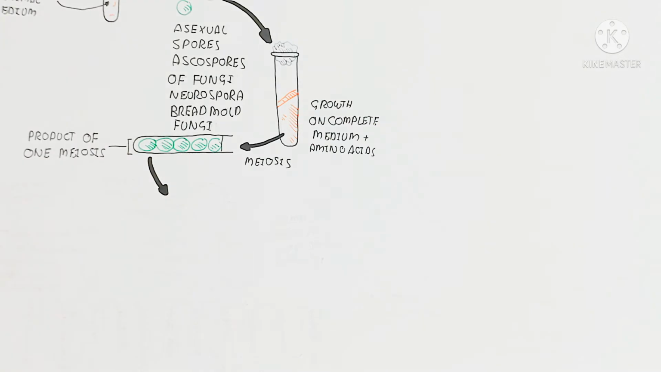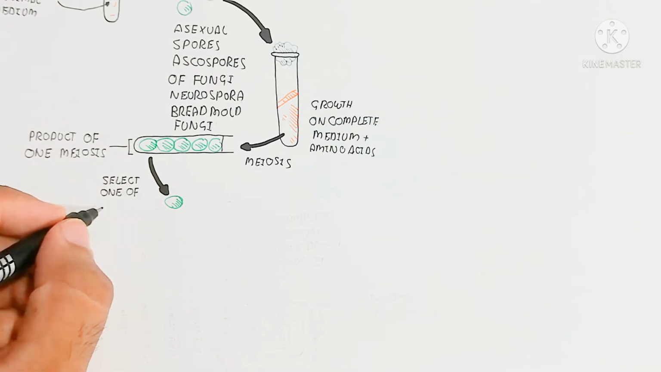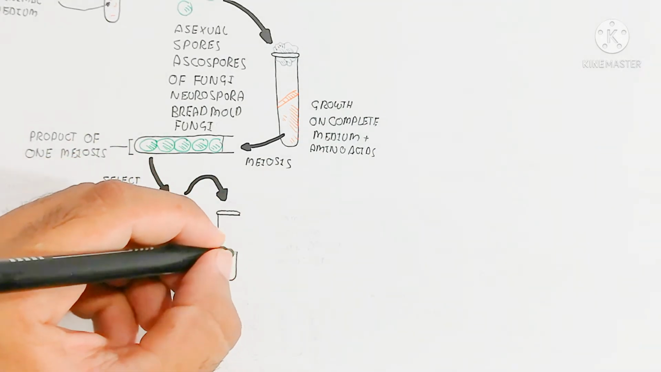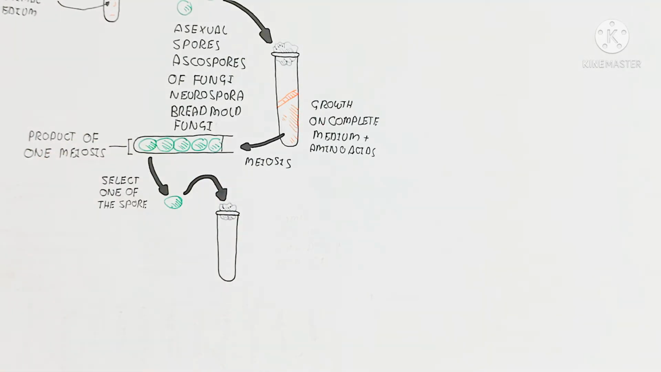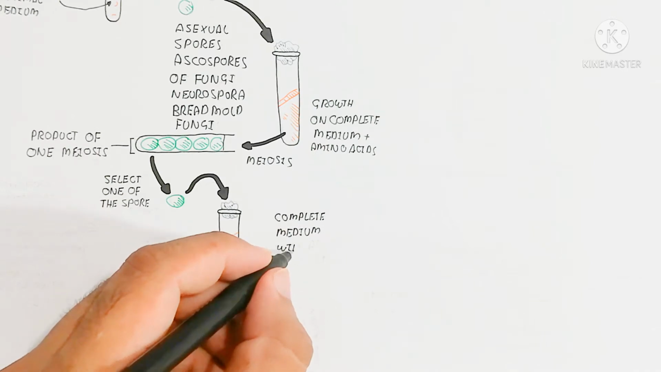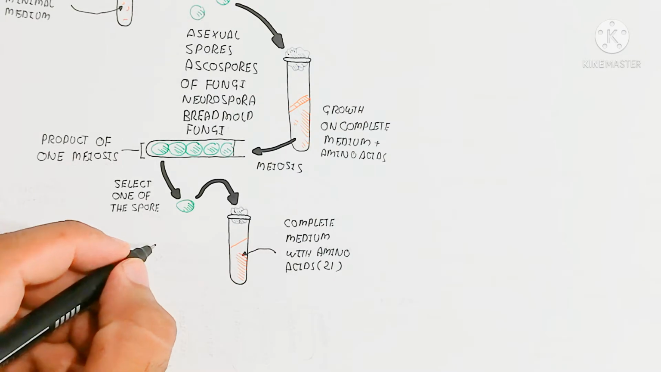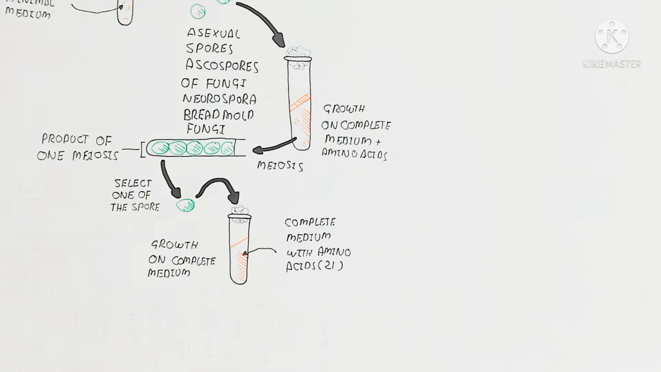So after selecting the one spore, we first provide the complete medium with 21 amino acids. It means the complete amino acid medium is important for the growth of even the mutated Neurospora. The important thing is that it contains 21 types of amino acids. So that means all amino acids are present in the nutrients, and the Neurospora is not required to produce amino acids for growth.